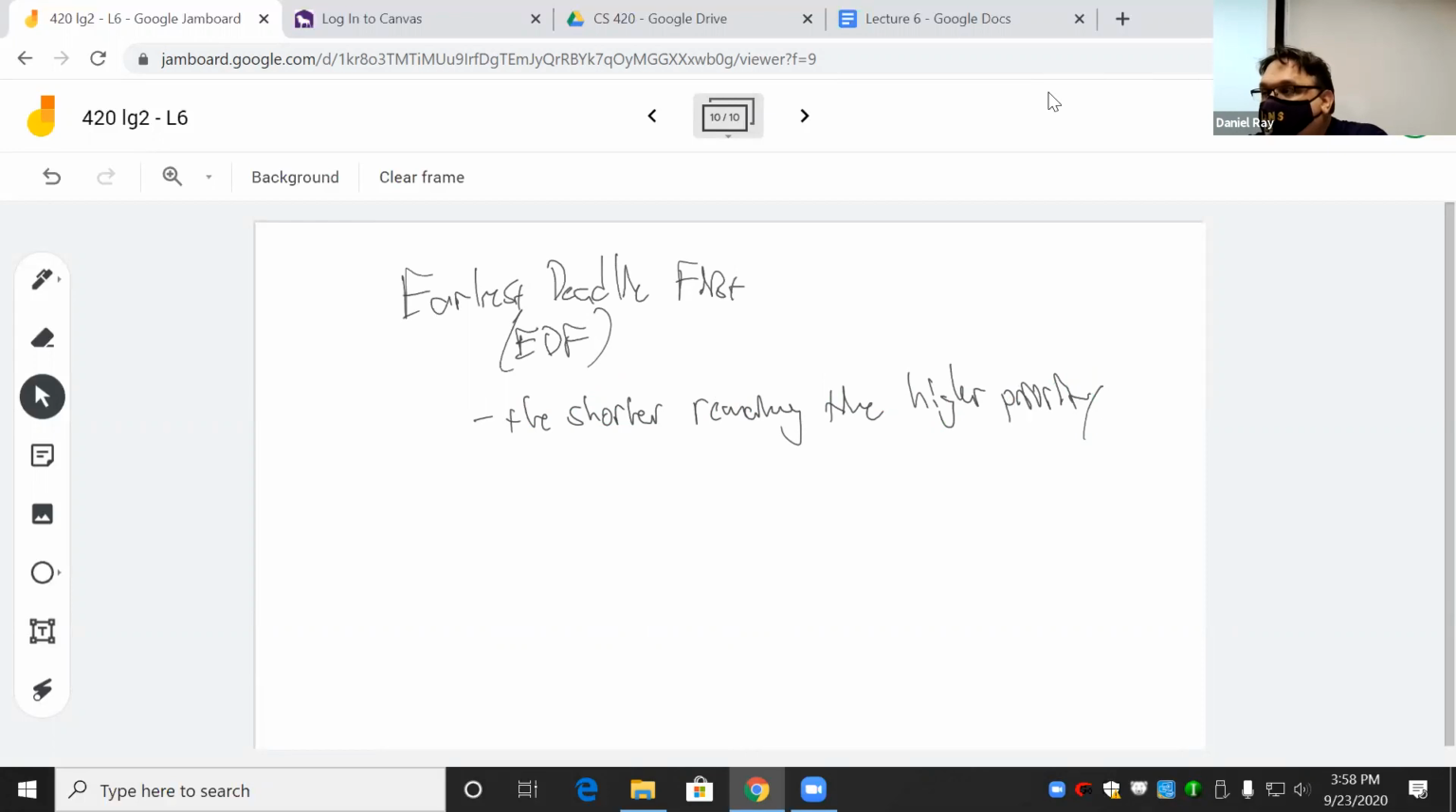Okay? So the shorter that I have to finish, the higher priority I have. And I can go ahead and tell you that under circumstances where there is a schedule that's possible, this algorithm will generate an optimal schedule. Now, that said, it's not always going to be that a schedule that meets the deadlines is possible. Okay? So let's look at this.